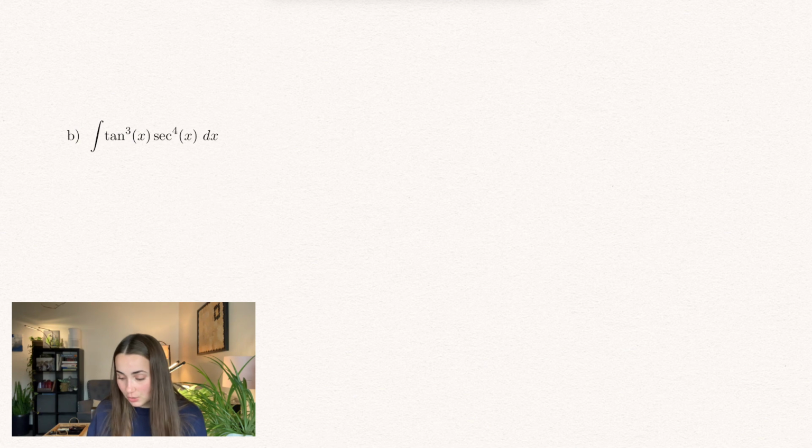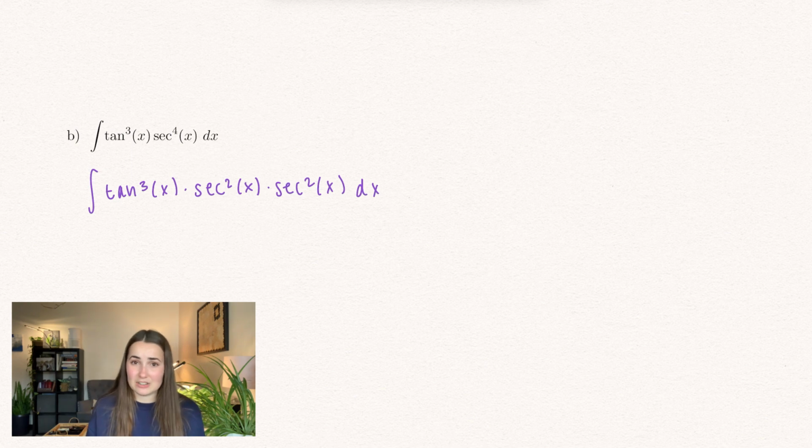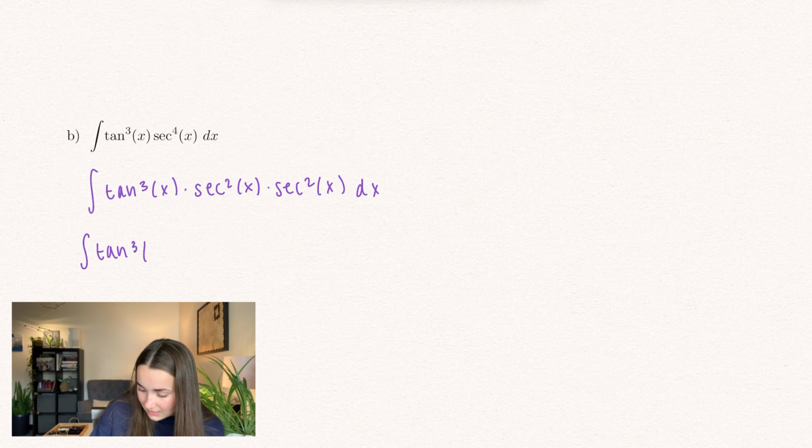Here we have tangent cubed of x times secant to the power of 4 of x. Think about derivatives. The derivative of tangent is going to be secant squared. And if I were going to use u substitution, I would want a secant squared in here. So here I'm going to rewrite this as tangent cubed of x times, and we can break this into secant squared times secant squared. The thing is that if I were to set u equal to tangent, I only want one secant squared.